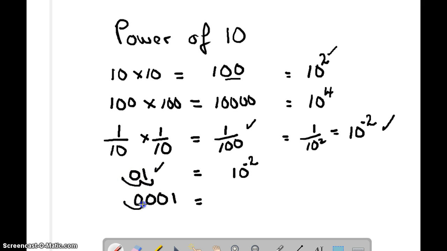Here we're going to move the decimal point 1, 2, 3, 4 spots. My number is small, so my exponent must be negative. Easy. All right, let's move on.